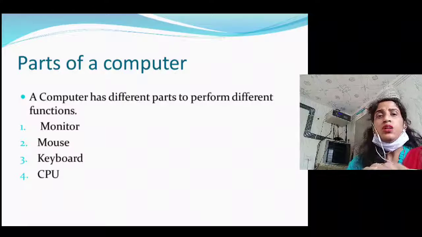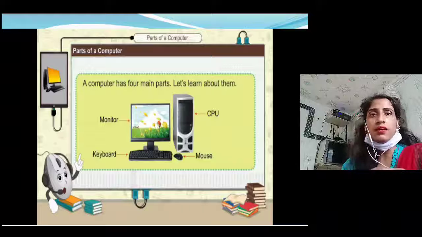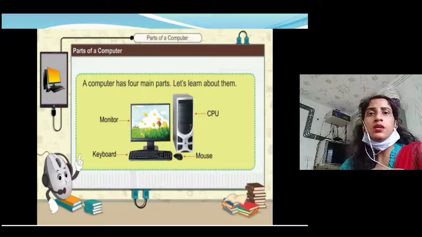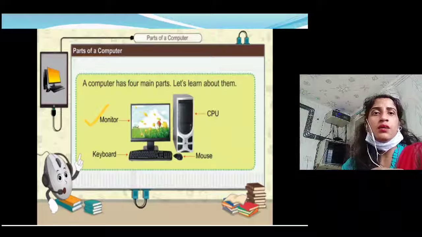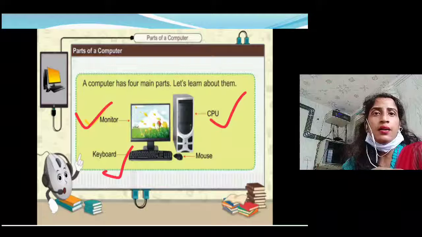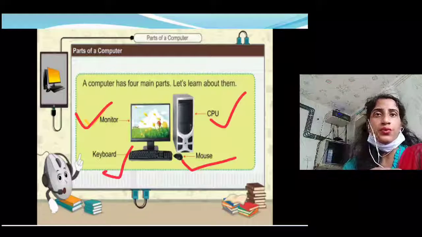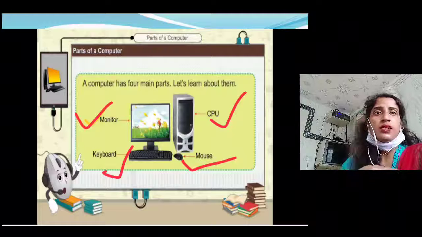Clear? So in your textbook there are basically 4 parts. First one is monitor. Have you seen that? Monitor, CPU, keyboard and last is mouse. So these are the 4 parts of a computer. Let's learn about them.